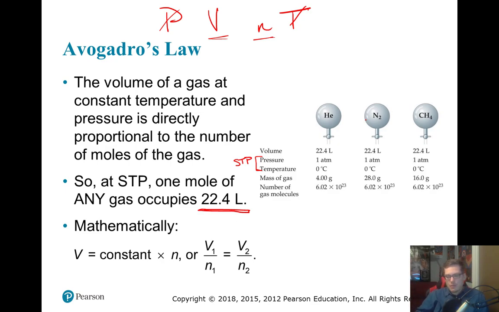Right. So anyway, mathematically, Avogadro's law looks something like this. So this is important. Okay. V1 over N1 is equal to V2 over N2. And we can use this to solve different equations.